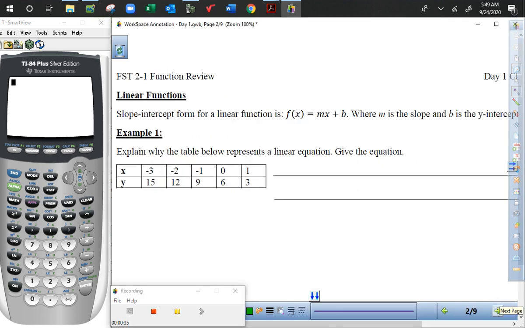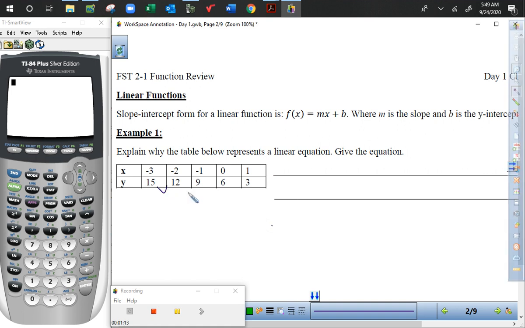First step is just linear functions. The most basic form is y equals mx plus b, and m is our slope there, and the b is the y-intercept. To start out, we have a table of x and y values, and we're supposed to explain why it's a linear equation, and then find that equation in that form. The x values are increasing by 1 each time, and what makes a function linear is seeing that the y value jumps by the same amount, or a constant amount, each time.